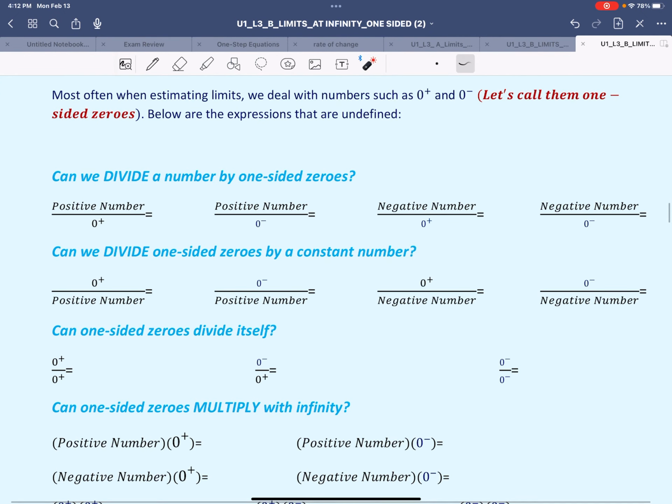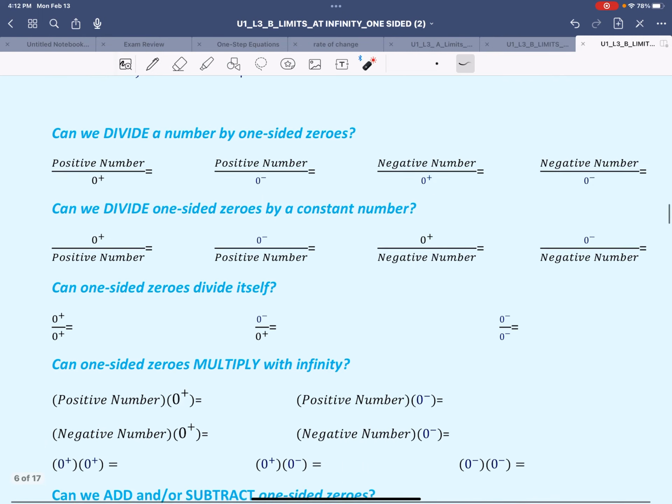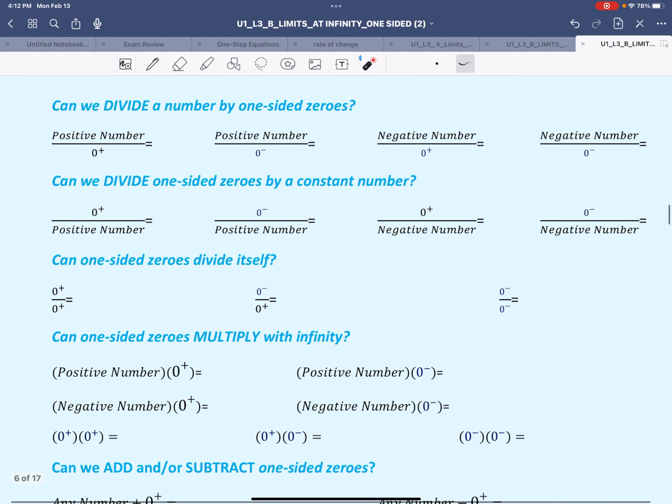Now, the most common one-sided numbers that we encounter in finding limits, at least in this course, are 0 plus and 0 minus, and we're going to call them the one-sided zeros. So let's talk about one-sided zeros and see how they mingle with other numbers in an expression. So first question is, can we divide a number by a one-sided zero? For example, can we divide a positive number by 0 plus?